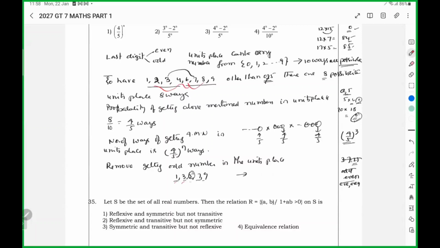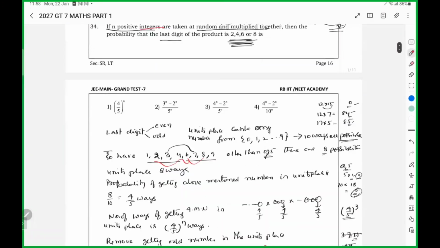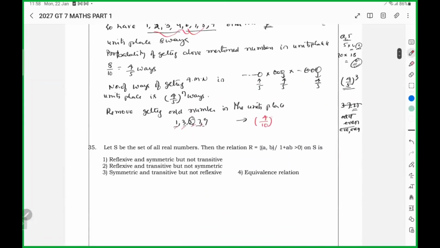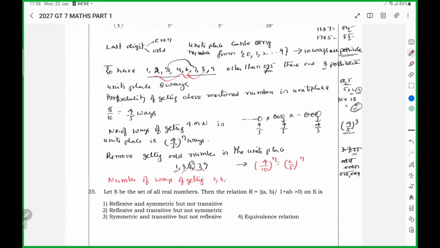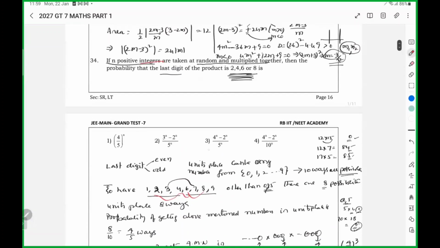So to get these numbers in the units place, for each number 4 by 10 possibilities. So here it is 2 by 5 whole power n. So now the number of ways of getting the mentioned numbers 2, 4, 6, 8 is nothing but 4 by 5 power n minus 2 by 5 power n. These are the possibilities. So the third option is correct.